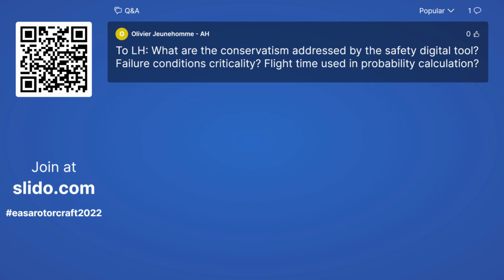So maybe the failure condition criticality is one point, because our FHA typically addresses the most critical condition. And when we analyze the operability of the helicopter that experiences a failure, sometimes they may perform different operations with respect to the most critical condition addressed in the hazard assessment.